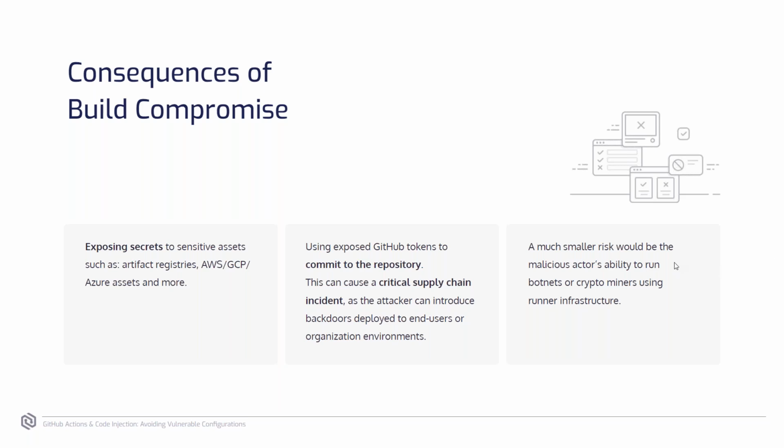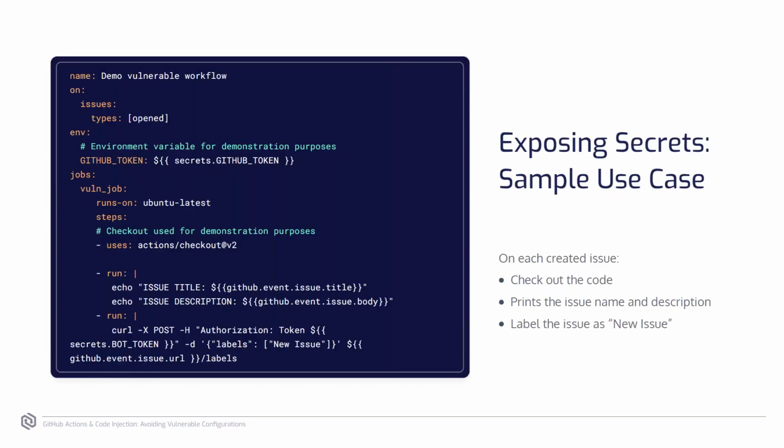A much smaller risk would be the malicious actor's ability to run botnets or crypto miners using runner infrastructure. So to demonstrate the ability of the attacker to expose secrets, we created an intentionally vulnerable workflow, which will follow us in the example. This workflow will be triggered when a new issue is created, as we showed previously. In addition, we also defined the GitHub token as an environment variable for the runner.